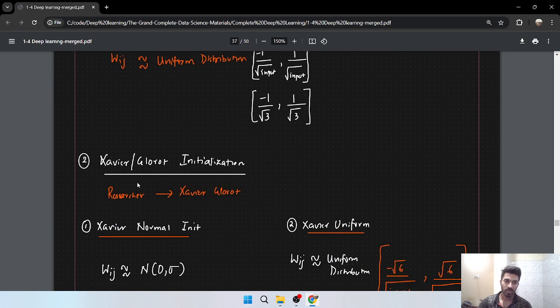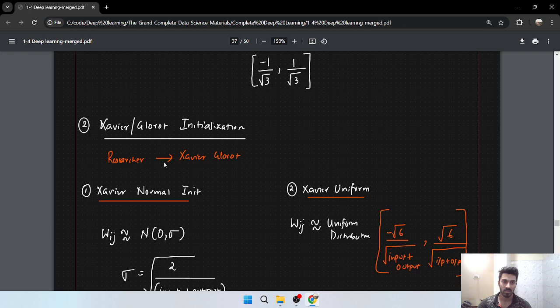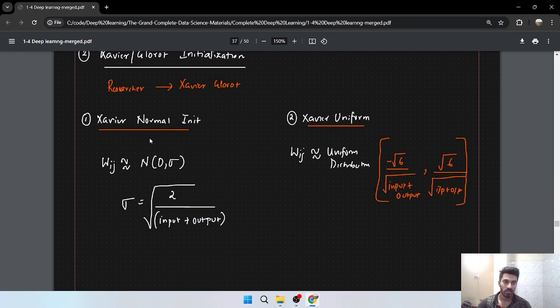The second is Xavier Glorot initialization. It is basically named after the researcher Xavier Glorot, who researched this and it was given his name. Glorot normal initialization and Glorot uniform. There are two types of initialization technique inside Glorot.